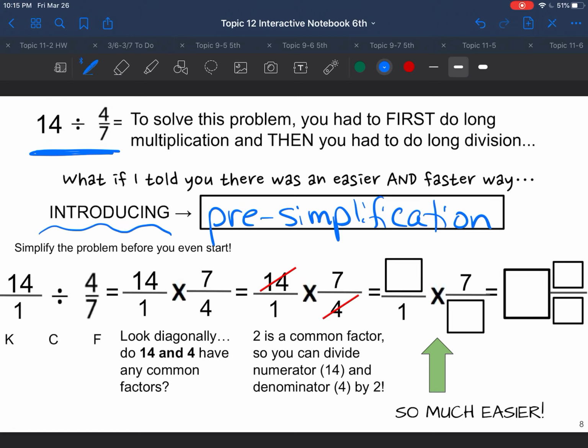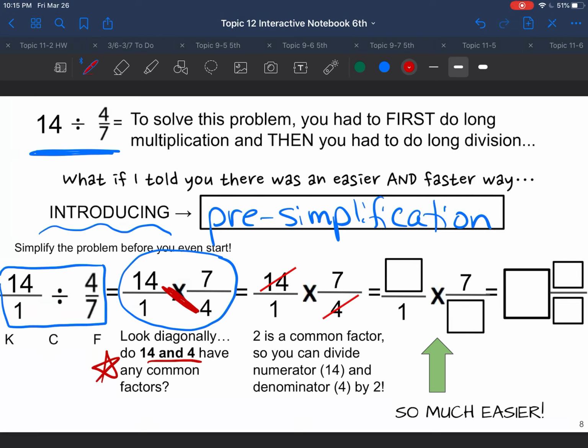So let's look at this problem again. We have 14 over 1 divided by 4/7. So we keep, change, flip, and we get 14 over 1 times 7/4. And now this is the first step of pre-simplification. We look diagonally. Okay. Do 14 and 4 have any common factors? Yes, they can both be divided by 2. So 2 is a common factor. So you can divide the numerator, 14, and the denominator, 4, by 2. You're basically just simplifying before you even start. So 14 divided by 2, we can cross it out. We get 7. 4 divided by 2, we can cross the 4 out, and we get 2.